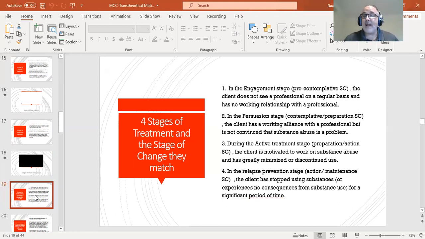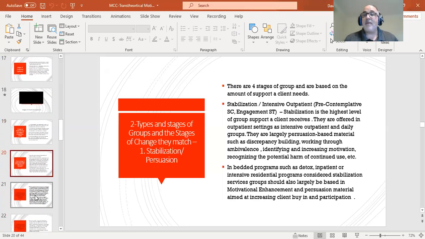During the active treatment stage, preparation action stage, the client is motivated to work on substance abuse and has greatly minimized or discontinued use. In the relapse prevention stage, action or maintenance, the client has stopped using substances or experienced no consequences from substance use for a significant period of time. There are 4 stages of groups that are based on the amount of support a client needs: stabilization, IOP. Again, you know, we work with what we got. Pre-contemplative stage of change, and then engagement stage of treatment.